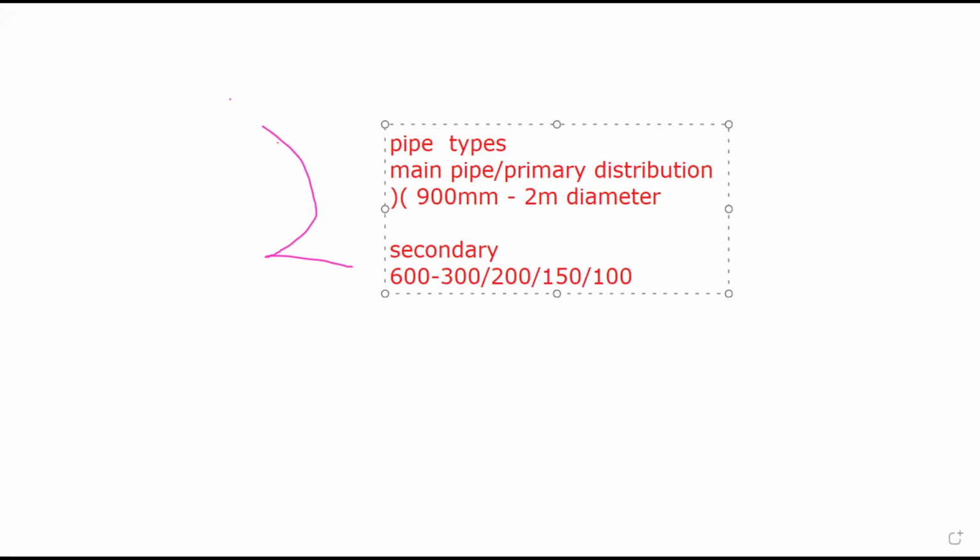If it's a small estate, the main will be like 200 or 150. Yes, the primary pipe will just be 200 and 150. Then as it enters the estate and starts coming down the street, the secondary will change to 100, 150. Then finally, you now have the tertiary.